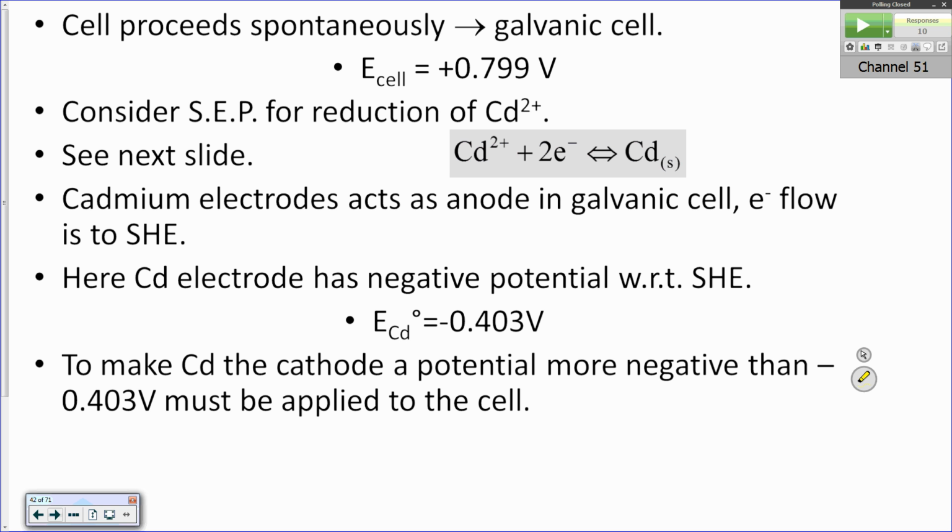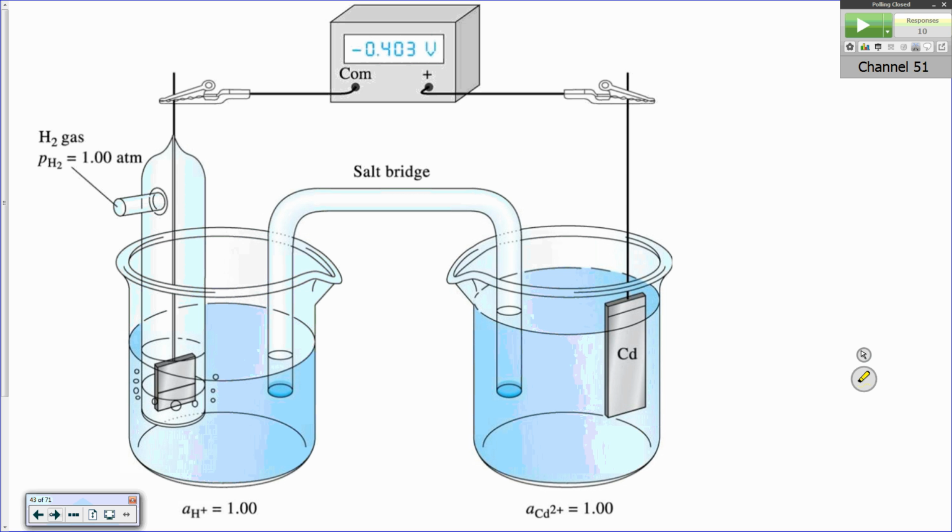And if I look at one with cadmium 2 plus, and I look at its standard electropotential, cadmium 2 plus plus 2 electrons. Okay, what happens with it, if I set it up with a SHE, is that now I have a negative potential. So the spontaneous flow of the electrons is actually in this direction. Okay, so that means that this is working as the anode, and this is working as the cathode in that system. It's going in the opposite direction.